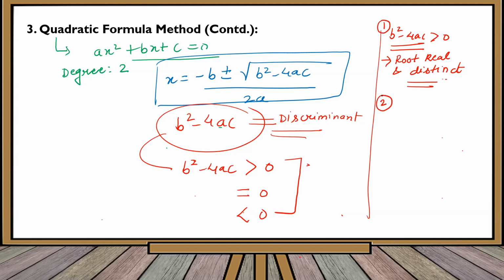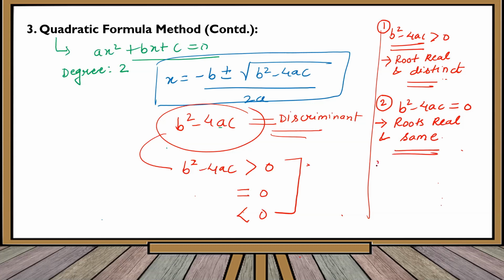Condition number 2 states when b square minus 4ac is equal to 0. When the entire thing comes down to 0, again the roots will be real, but the roots will be same. Roots real and same. That means the same number will repeat itself twice.